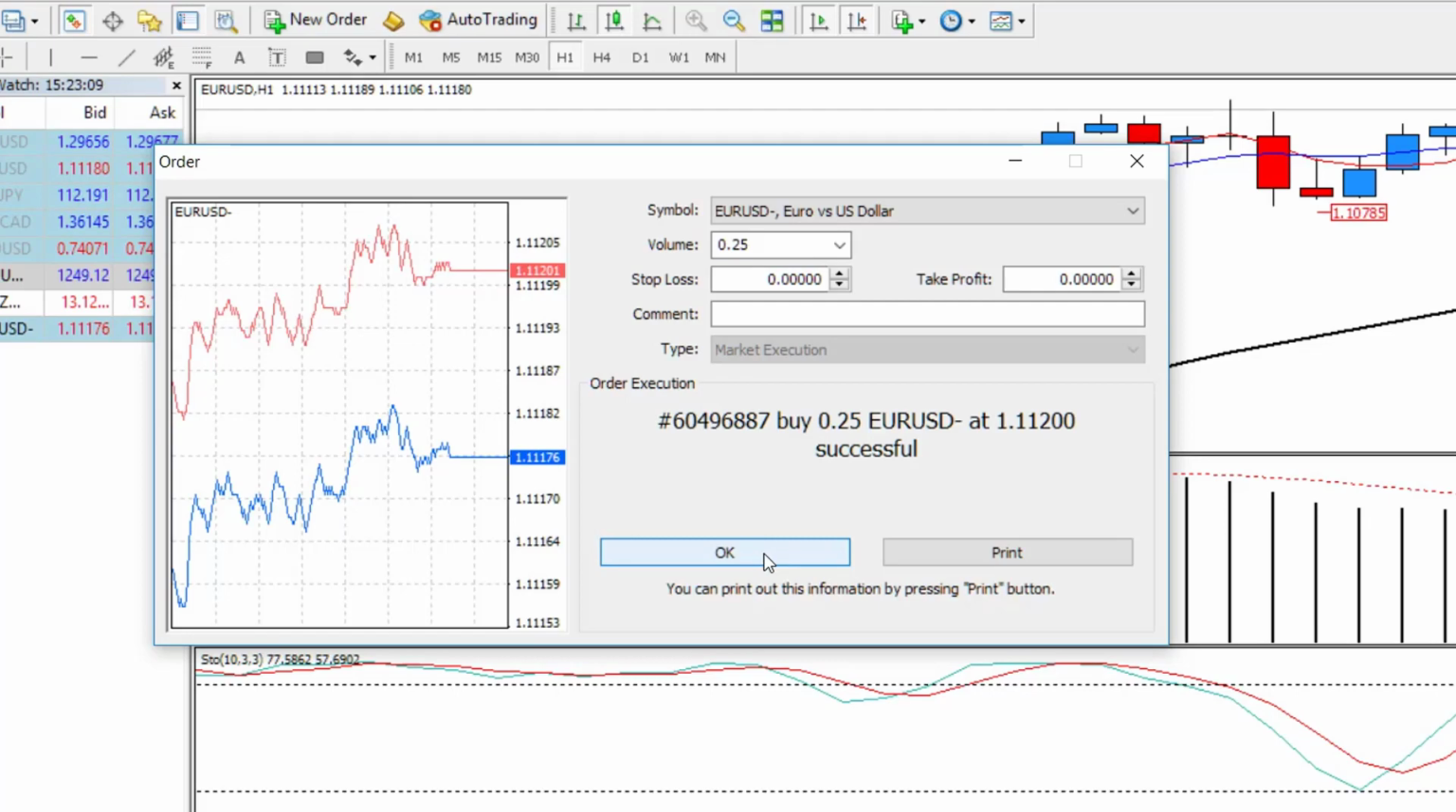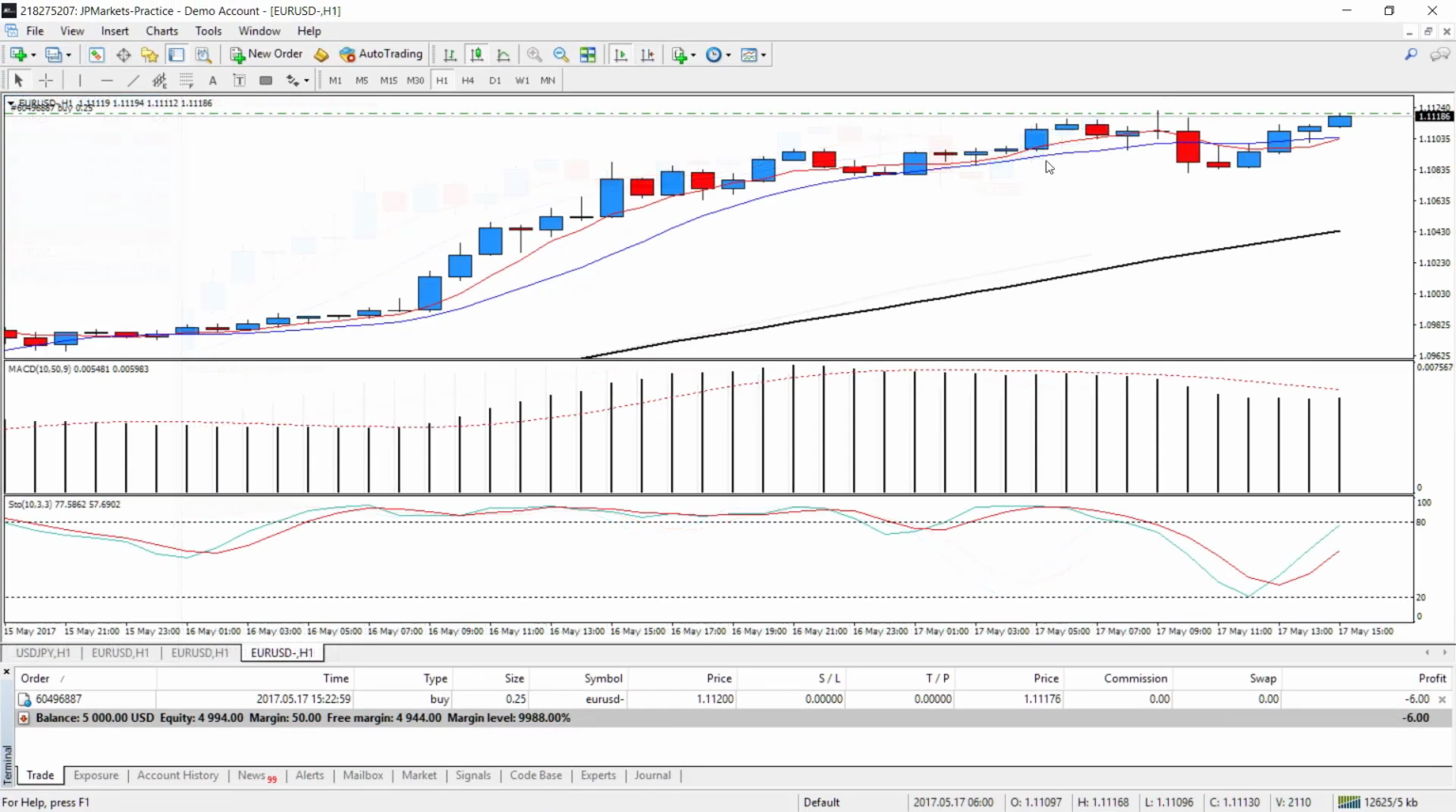Now we get our order information here. I'm going to select OK. Now you'll see on the euro dollar charts, if you place the order, you will have this green line here. This is the price at which we entered. It will be slightly off the current price. This is because it's including half of the spread up front.